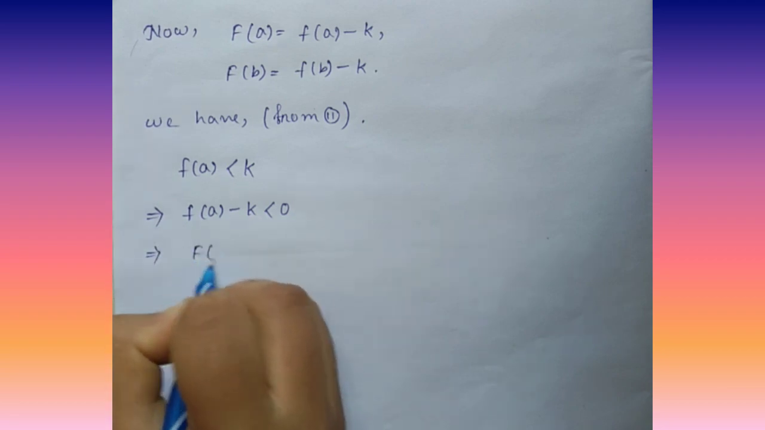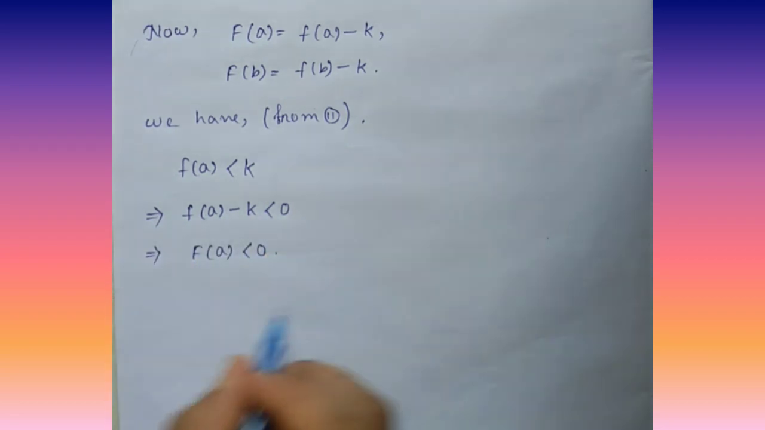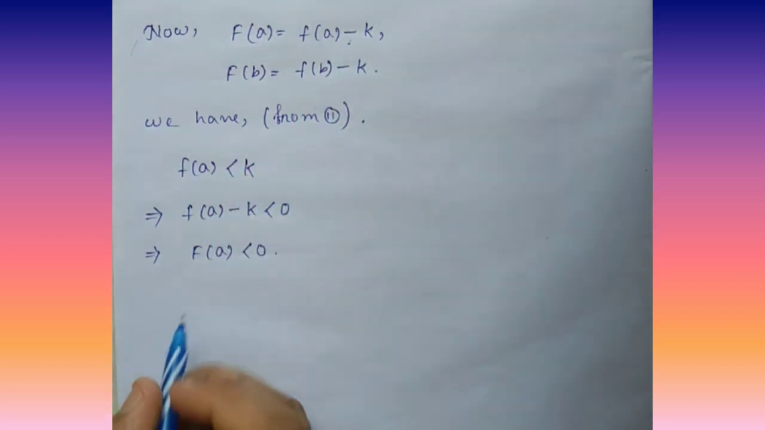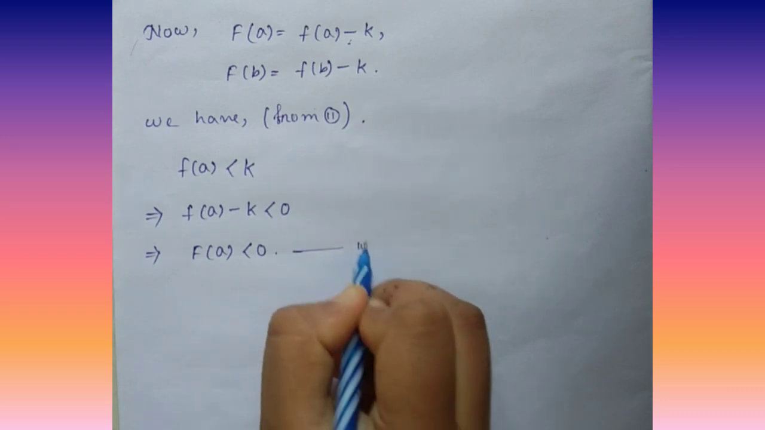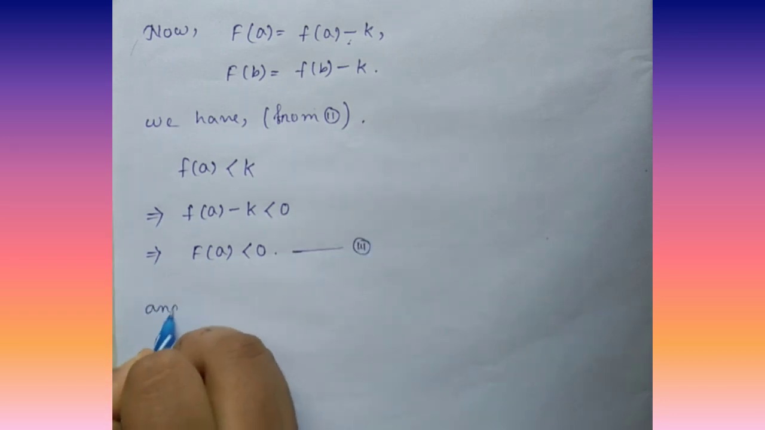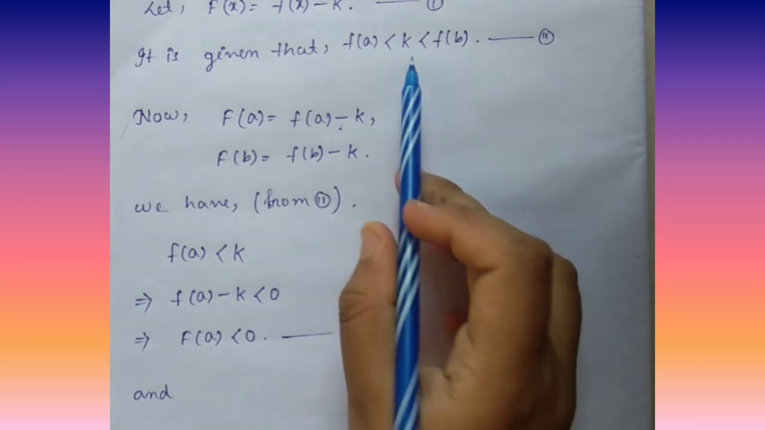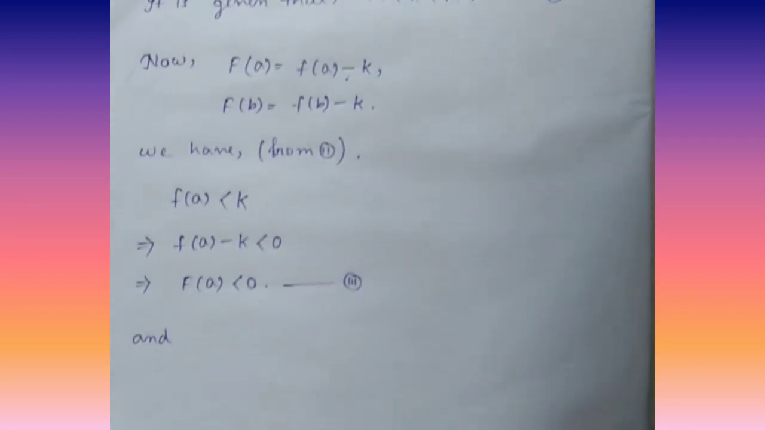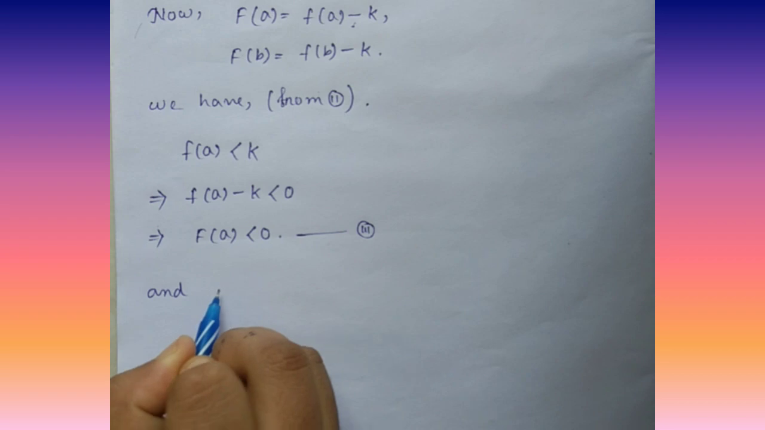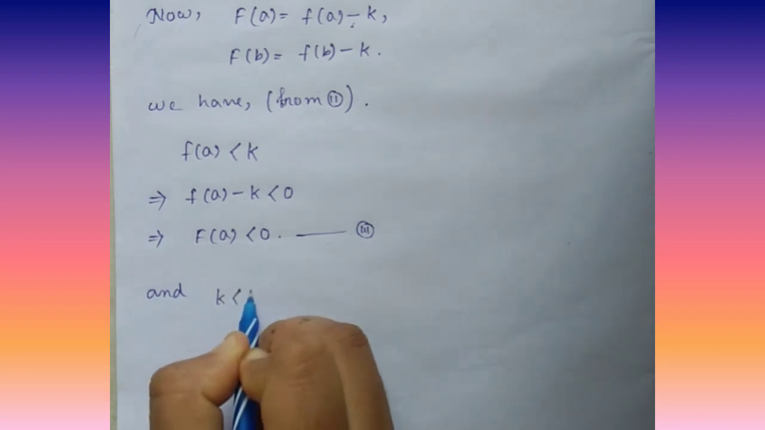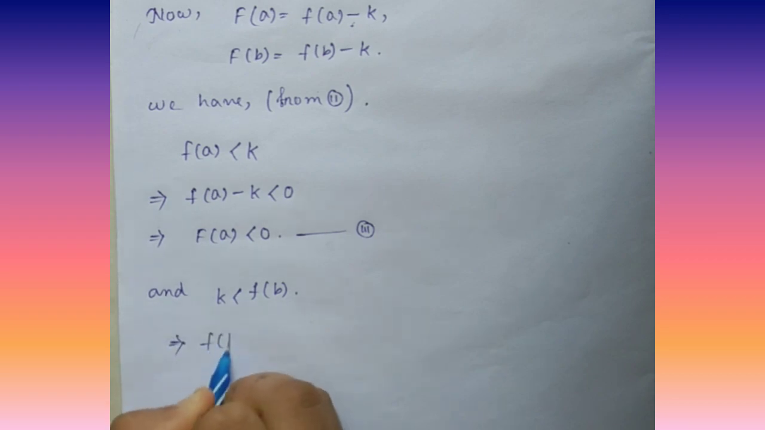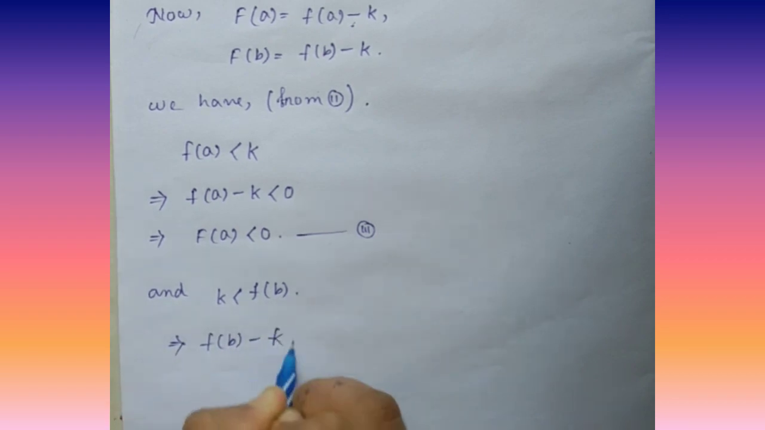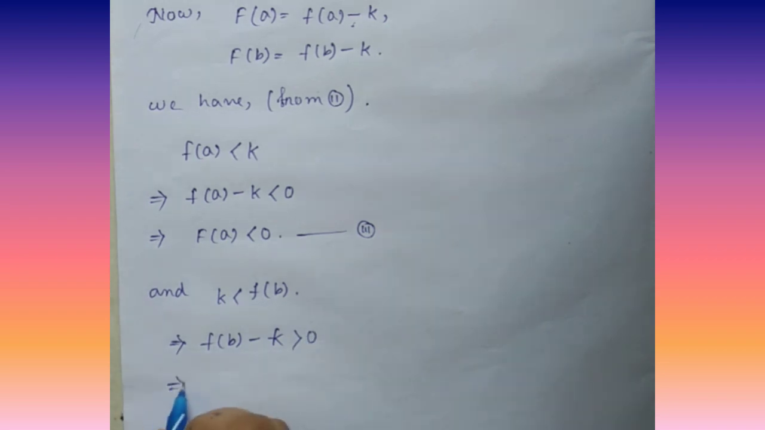It is given that small f of a is less than k. So we get capital F of a is less than 0. Similarly, it is given that f of b is greater than k, and we get capital F of b is greater than 0.